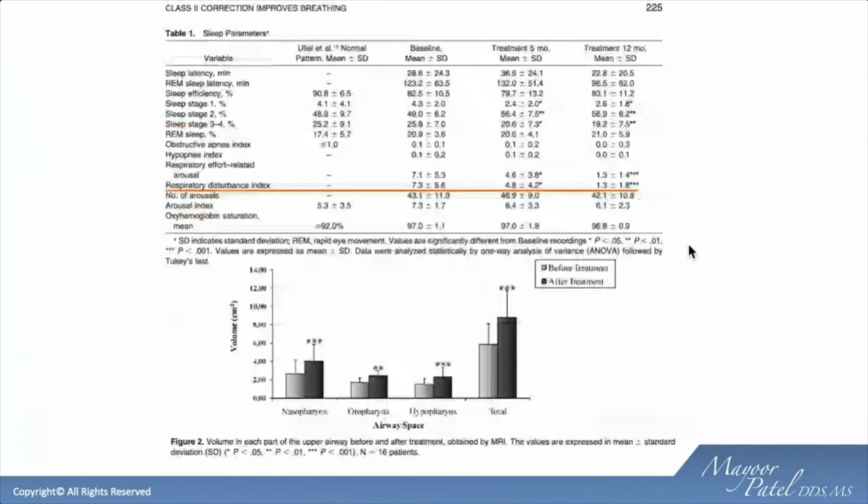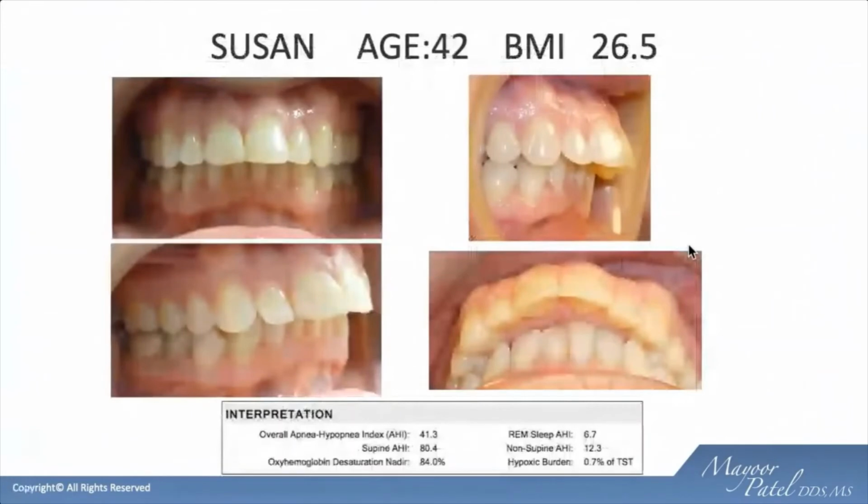But what was much more appreciative in this study was the fact that the RDI, the Respiratory Disturbance Index, at baseline, compared to 12 months post-treatment, had significantly improved to the point that these patients did not have an airway issue, purely based on developing the maxilla and bringing the mandible forward. So something to keep in the back of our mind is that developing the arches is definitely a way to go in some of these patients.